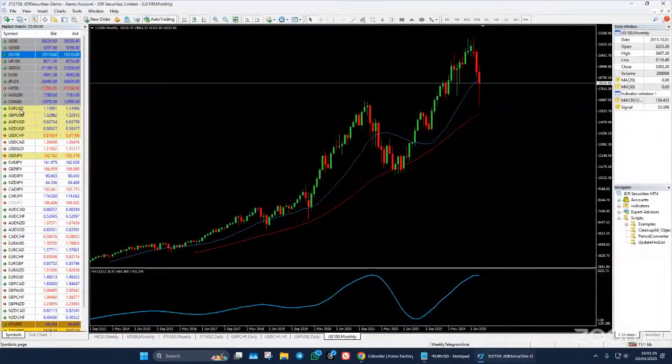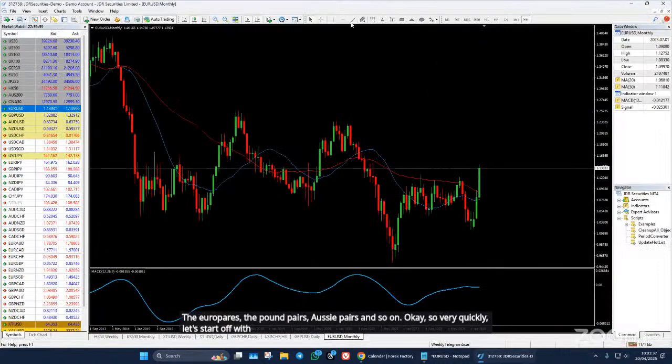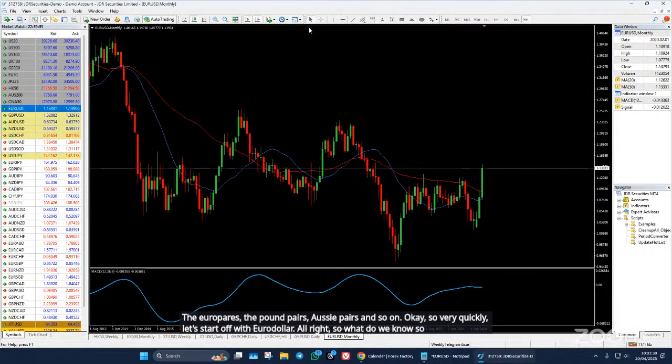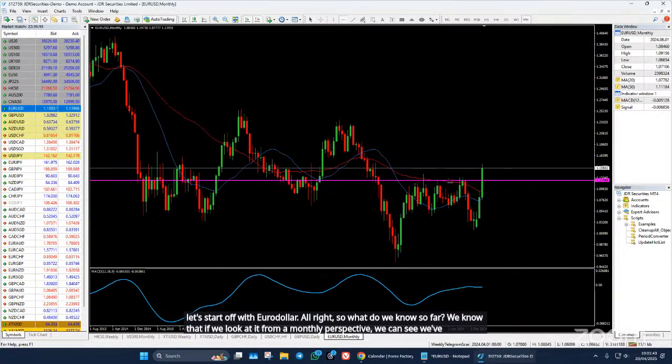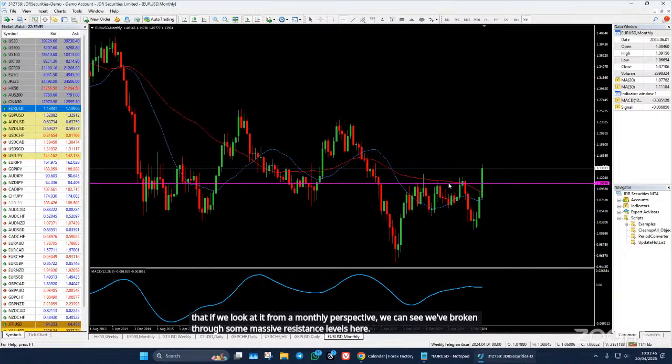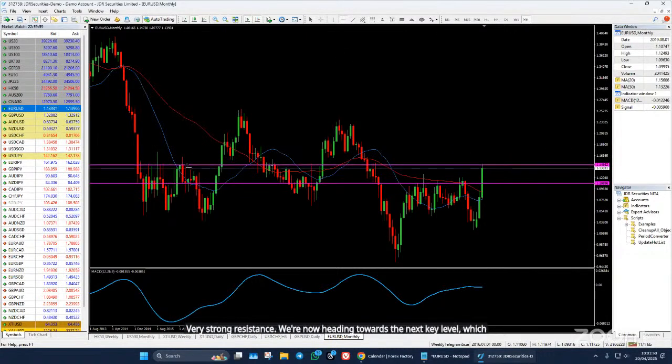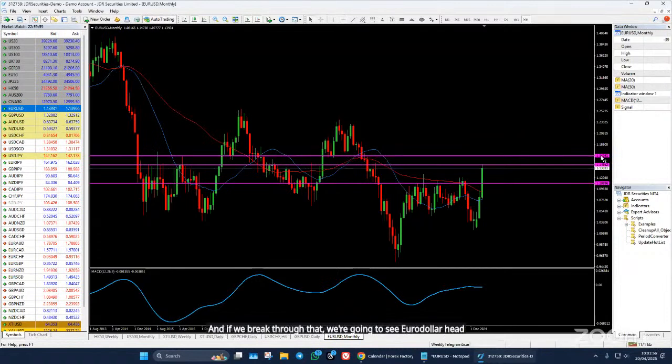Okay, so very quickly, let's start off with euro dollar. All right, so what do we know so far? We know that if we look at it from a monthly perspective, we've broken through some massive, very strong resistance levels here. We're now heading towards the next key level, which is close to where we are. And if we break through that, we're going to see euro dollar head up towards 1.16.